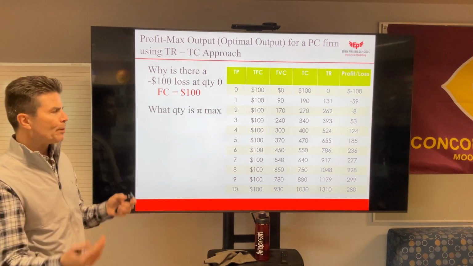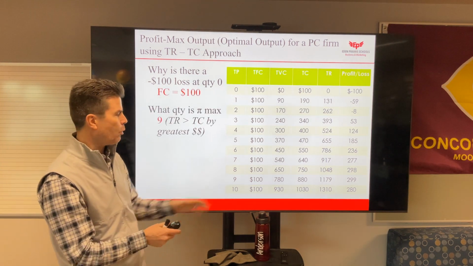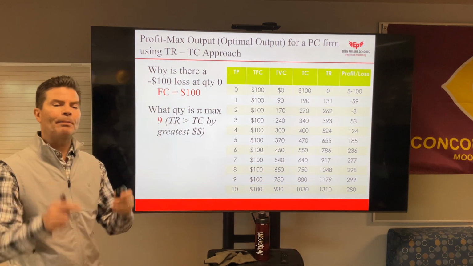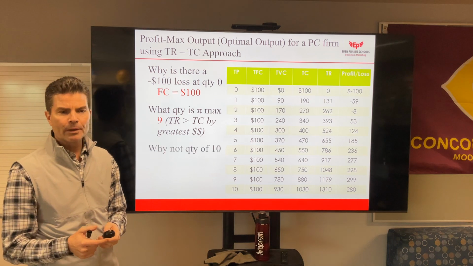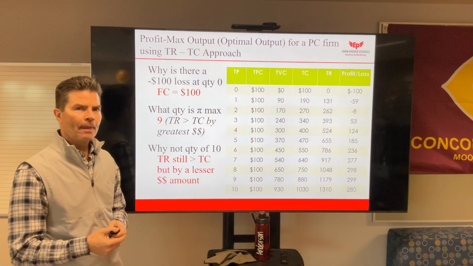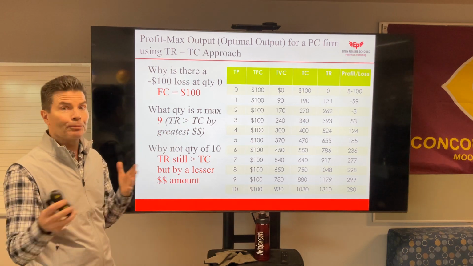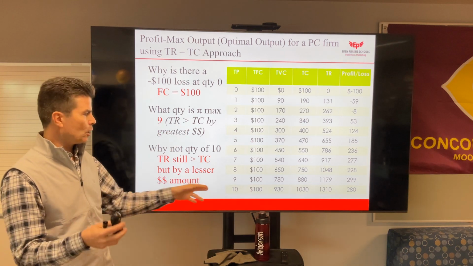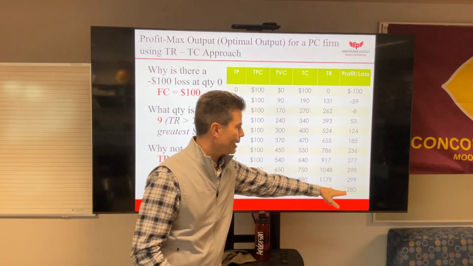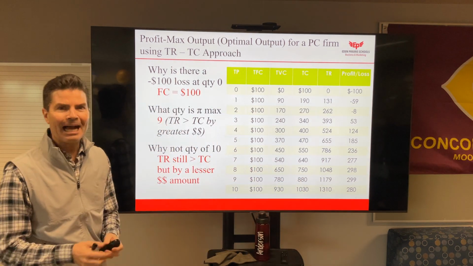So what quantity is profit maximizing? We already went through this. The quantity is 9. It's when total revenue is more than total cost by the greatest margin. And so my question to you is this. Why do we not produce 10? Well, looking at this, the simplest answer would be, because at a quantity of 10, my profit is no longer maximized. My profit actually dropped by $19.